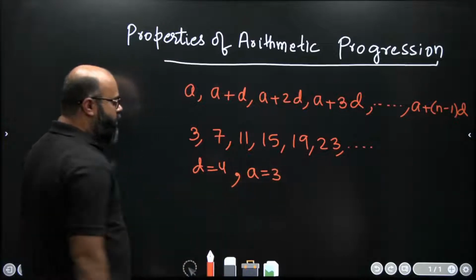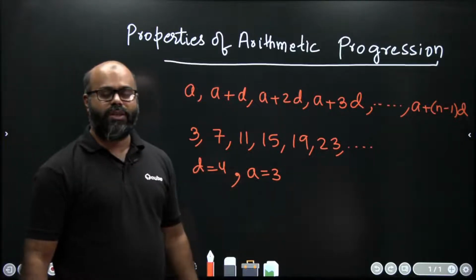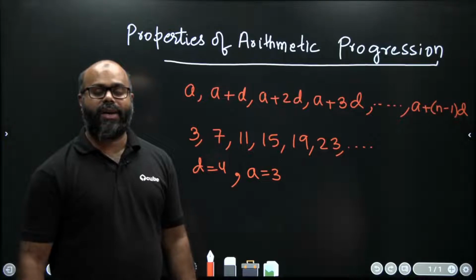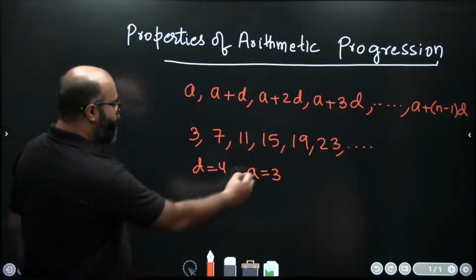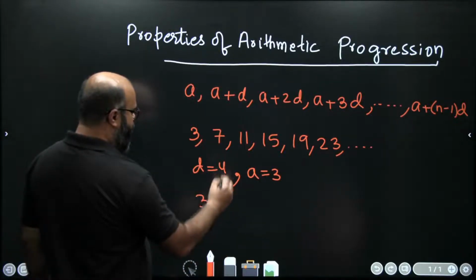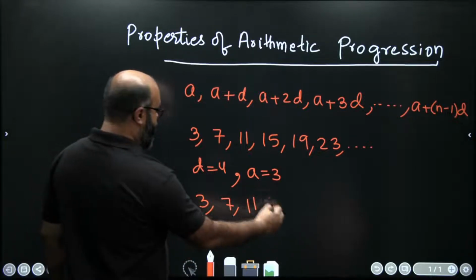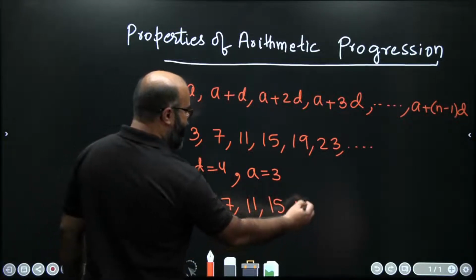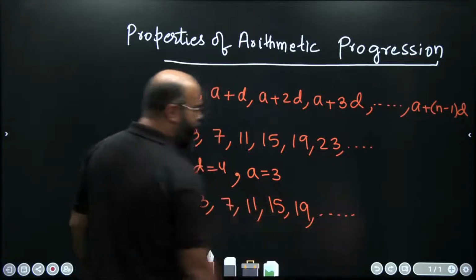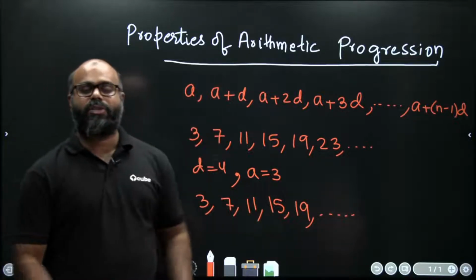So if it is given to you what the common difference and the first term are, you can always write the series. It will be 3, 3 plus 4 is 7, 7 plus 4 is 11, 11 plus 4 is 15, 15 plus 4 is 19, and so on. So this is what we know about arithmetic progression right now.